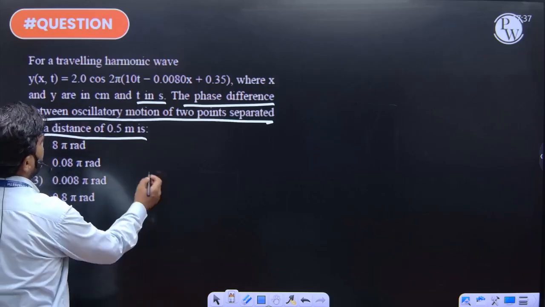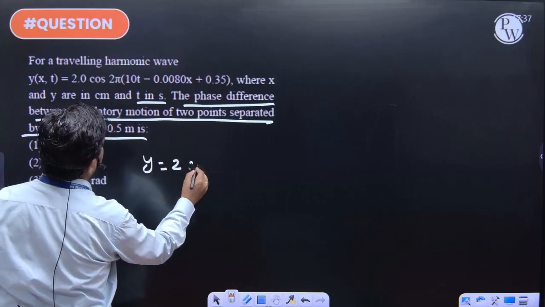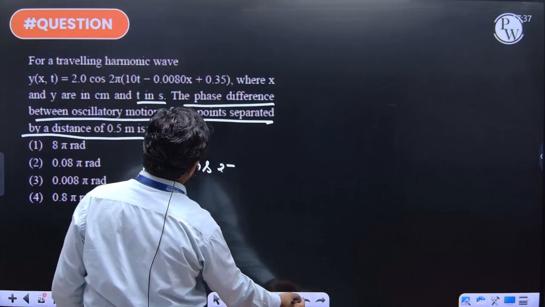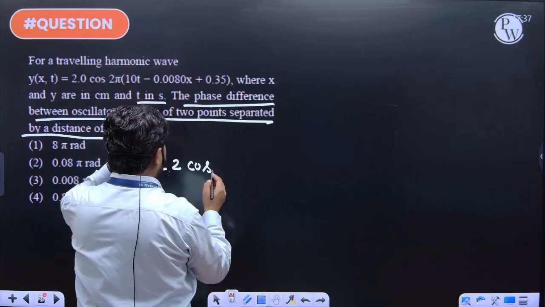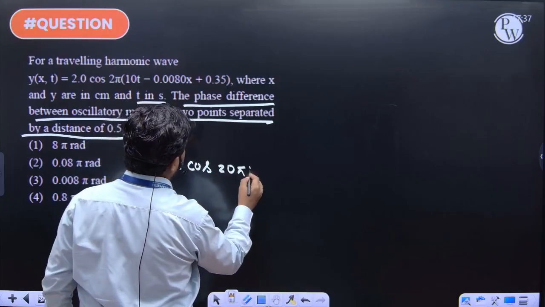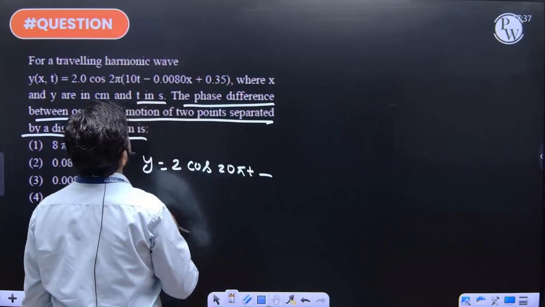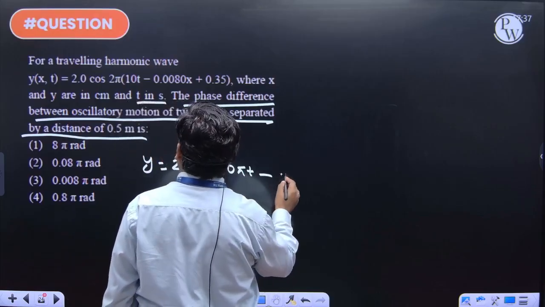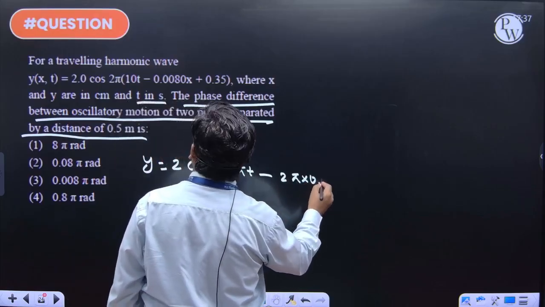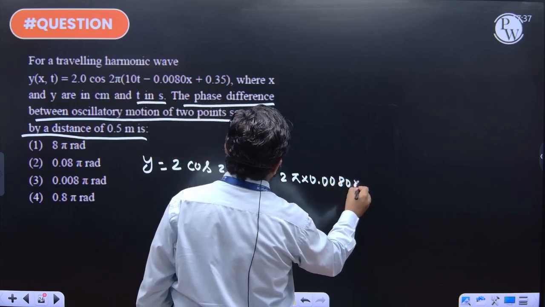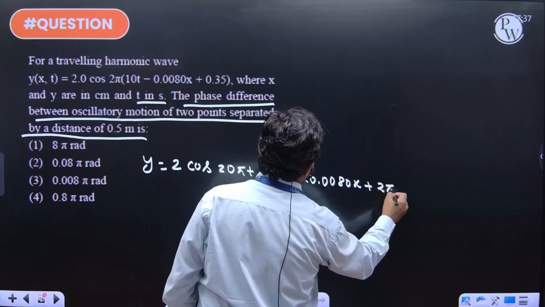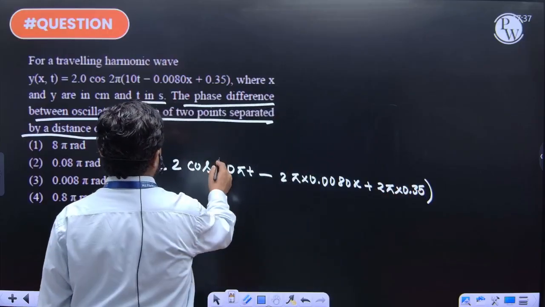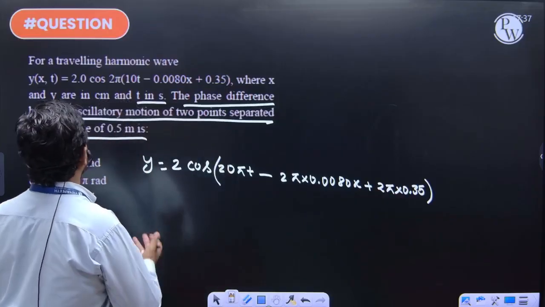See this question. So y is equal to 2 cos 2π(...). Let's multiply it. So 2π into 10 will be 20πt minus 2π into 0.0080x plus 2π into 0.35. This much we are getting, correct? Okay, fine. No worry, we could have done it directly also.